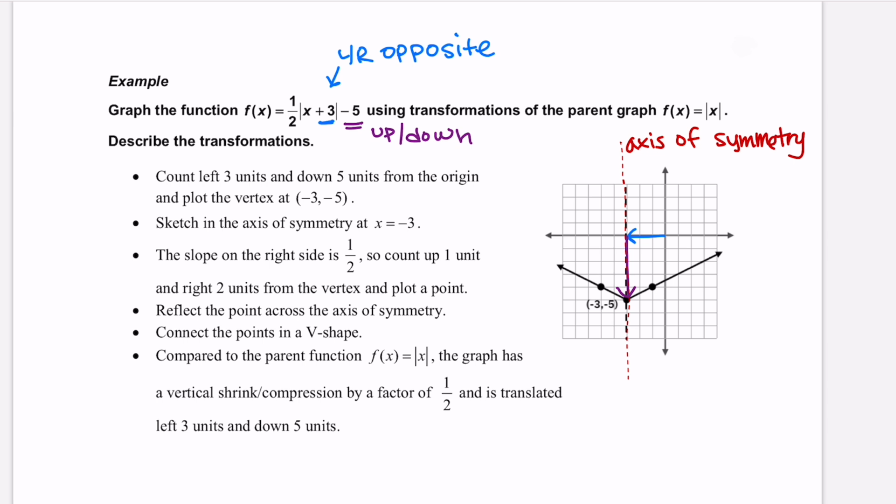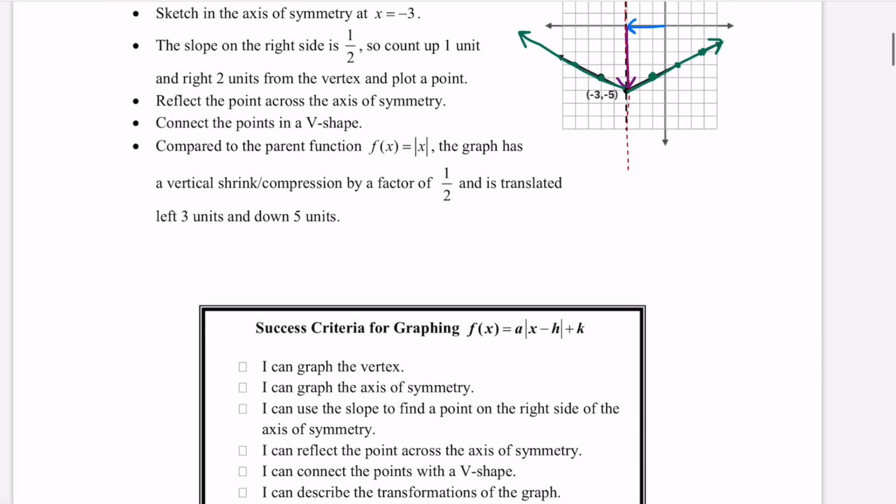Now the last part is this 1/2. This represents the slope of the right side of the graph. So we're going to start by going up 1 over 2, and we will put this point. Every point, you can keep going up 1 over 2, up 1 over 2, and you can connect that into a line. But every point on the right side is going to correspond with a point on the left side that is reflected over the axis of symmetry. So this graph is going to just create a V shape.